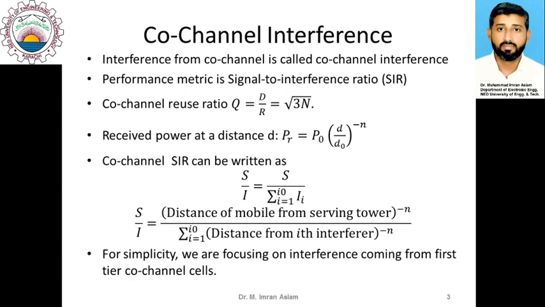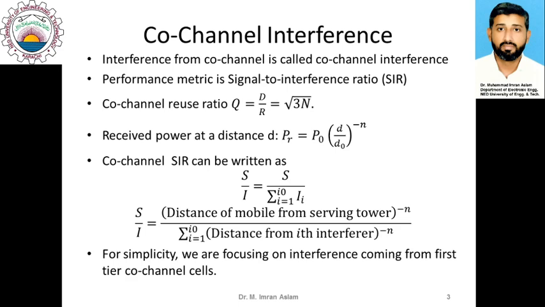Second thing that we discussed in our last lecture was the received power at a specific distance. If we know the distance from the reference point D naught, we know the distance from the base station, and we can calculate the received power at that distance by using this relationship, where D naught is the reference distance and P naught is the power at the reference distance, and n is the path loss index that is based on the wireless propagation environment.